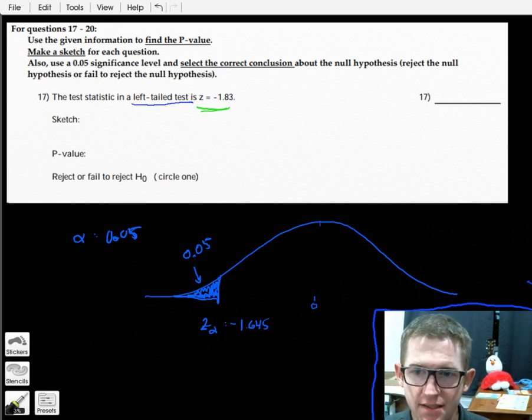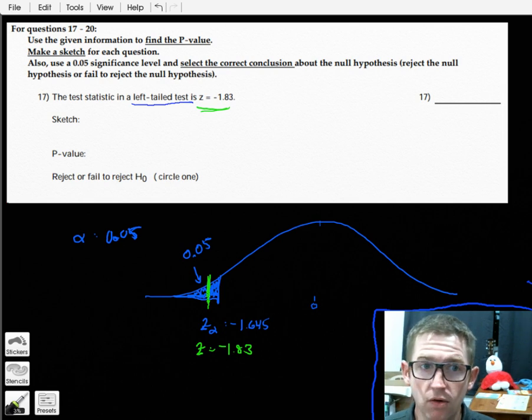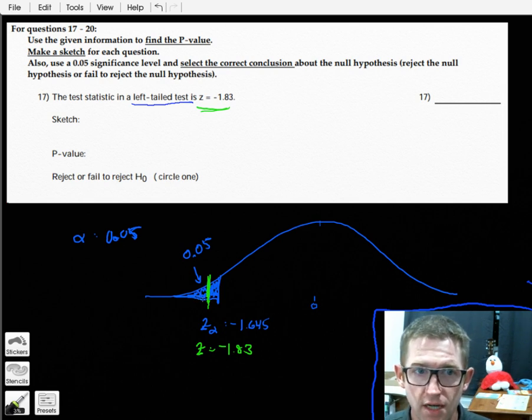The test statistic that we're dealing with is negative 1.83. So visually, that's going to be like here, right? This is the z equals negative 1.83. So just by looking at this, we can see that we're in the critical region. So we're actually going to reject the null hypothesis based on this visual.